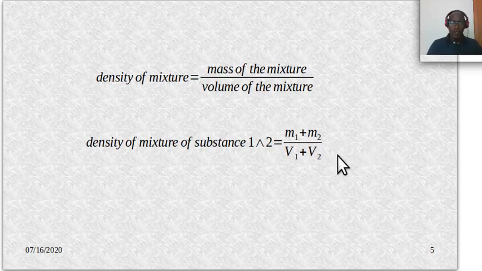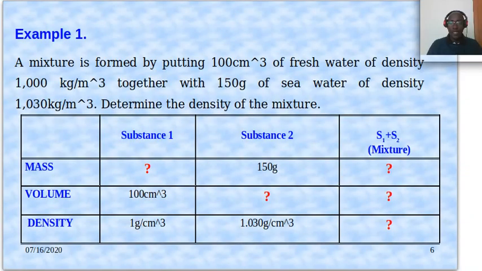Now, let us use that to solve a question. Example 1: you are given that a mixture is formed by putting 100 cubic centimeter of fresh water of density 1000 kilogram per cubic meter together with 150 grams of seawater of density 1030 kilogram per cubic meter. Determine the density of the mixture.